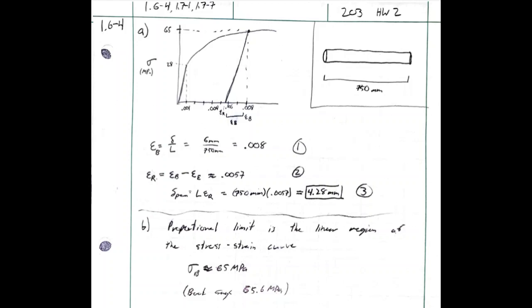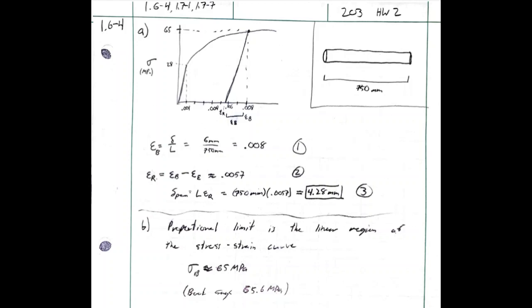And you can see in line 2 that I estimated that to be about 0.0057. If you just look at the graph, it's a little less than 0.006. So then the permanent set in line 3, delta perm, is going to be the initial length times the elastic recovery, and we get that from our simple strain equation, which is epsilon equals delta over L. If we solve for delta, we get this equation in line 3, and by plugging in our numbers, we find that the permanent set is 4.28 millimeters.